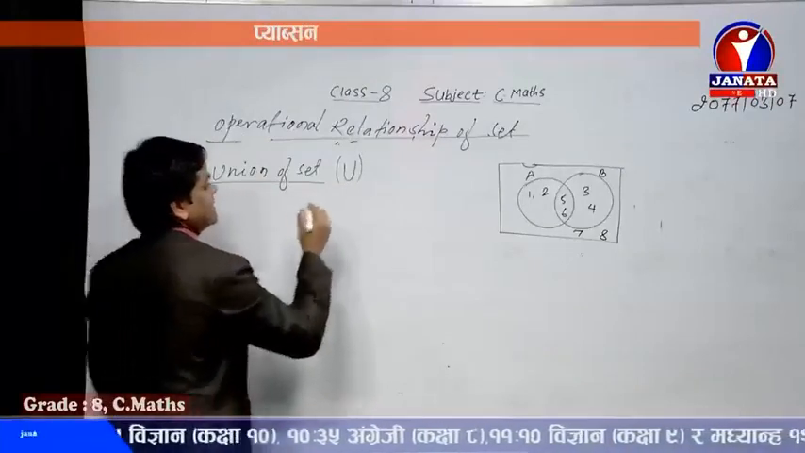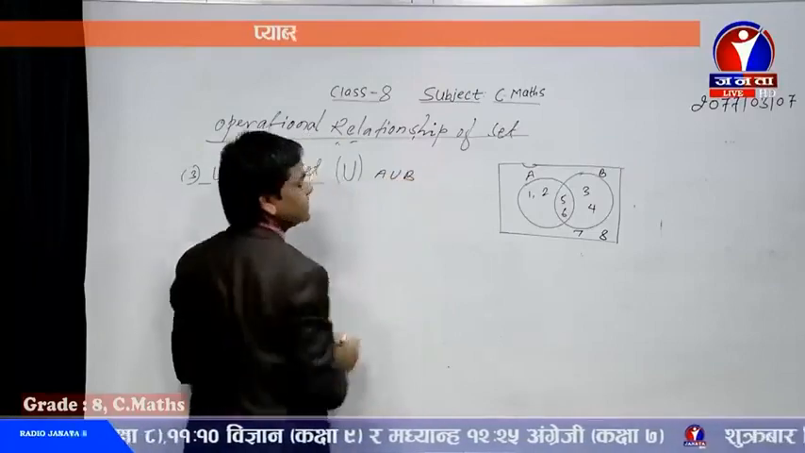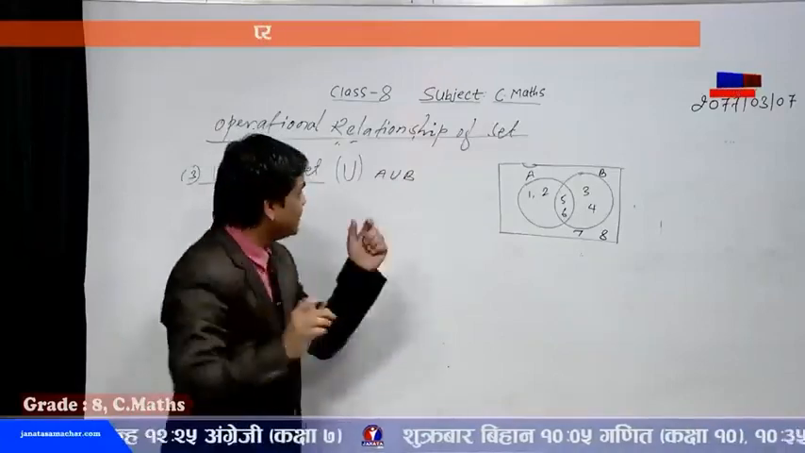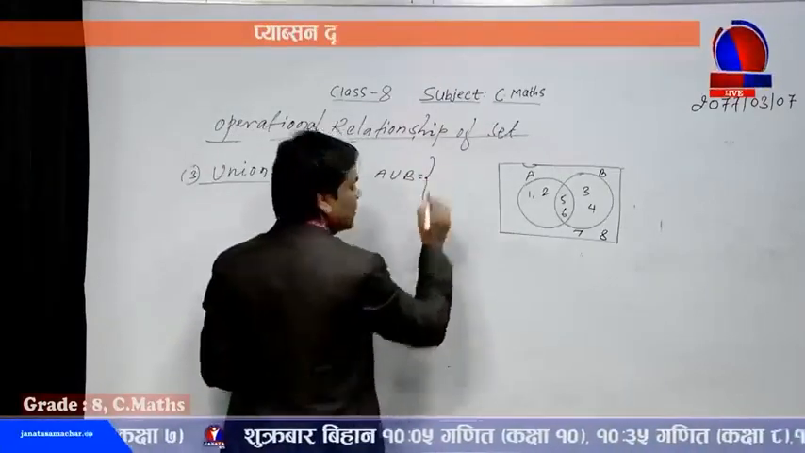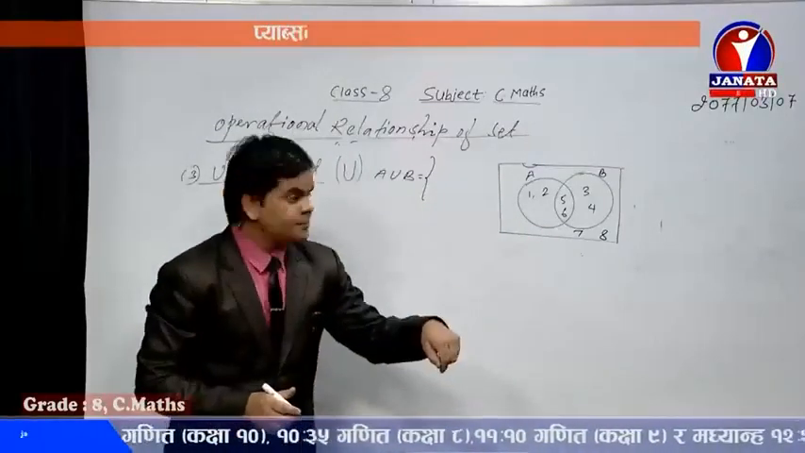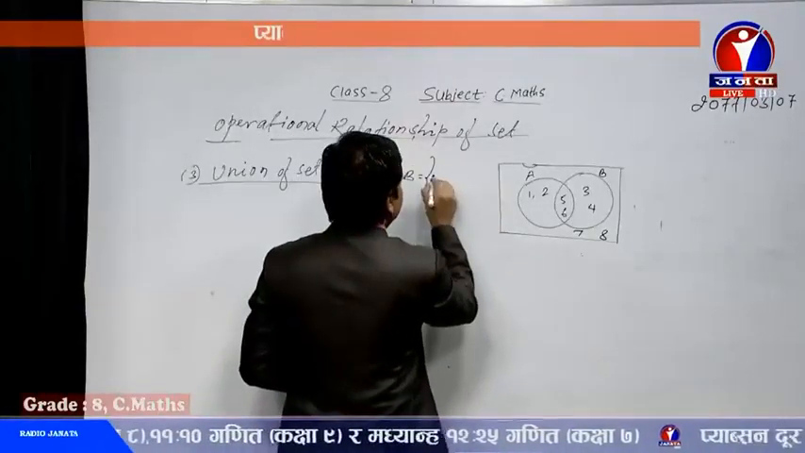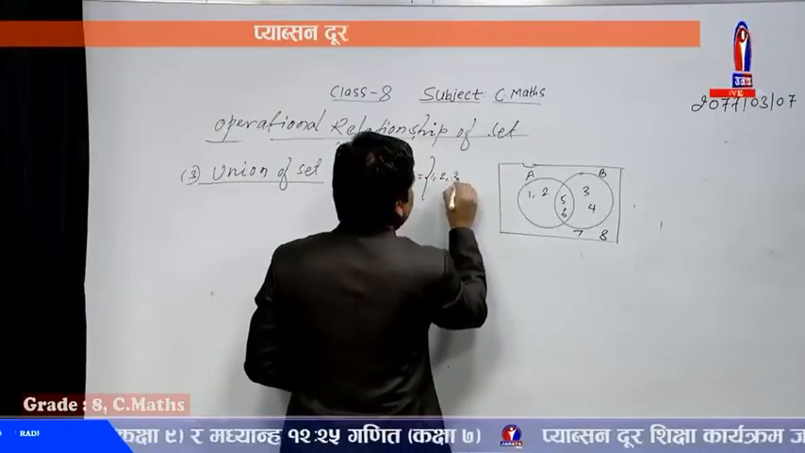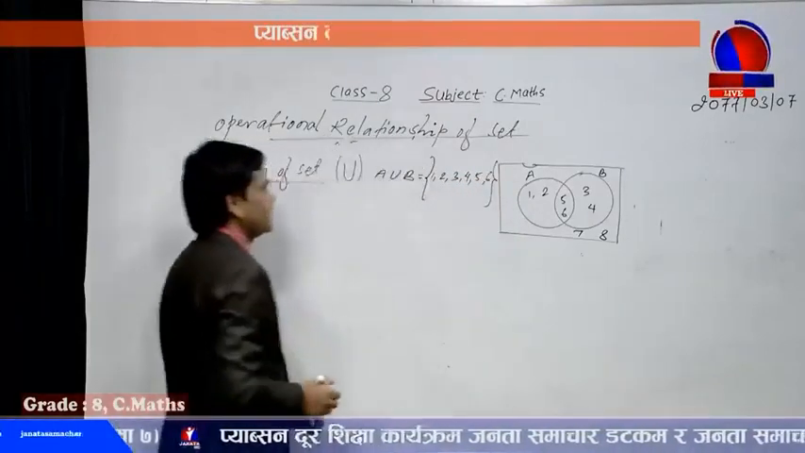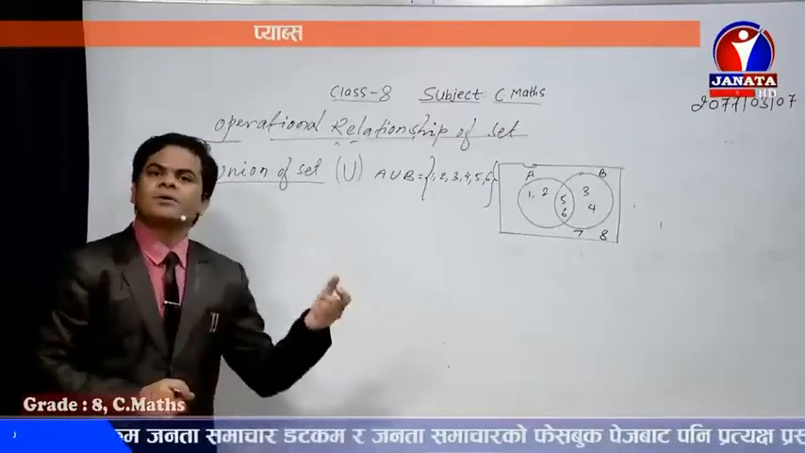So union of set represents, for example, if you have to find A union B, dear students, if you have to find the elements of A union B, then what will you do? We keep the curly bracket, and all the elements without repeating from both circles A and B, we keep in here. They are 1, 2, 3, and if you write 4, 5, 6, that much. This is known as union of set, the union relationship of two sets.